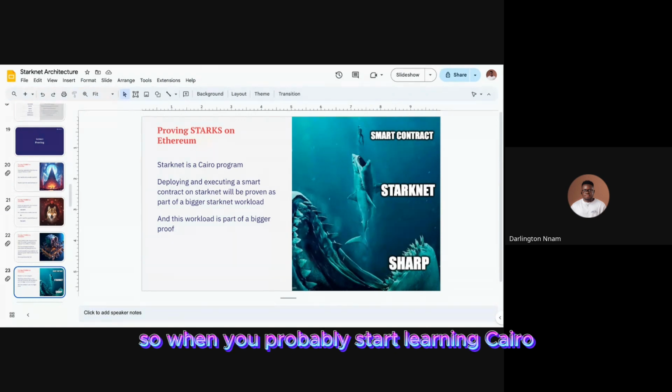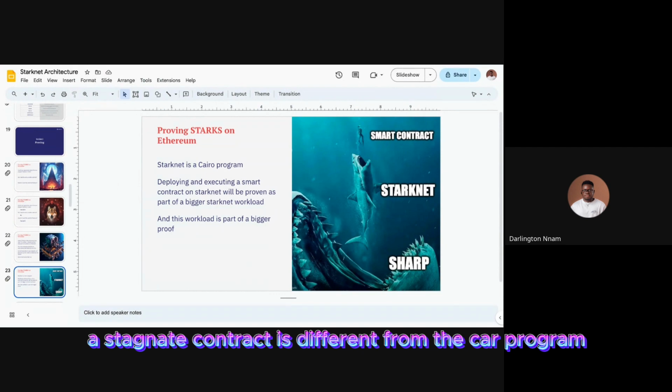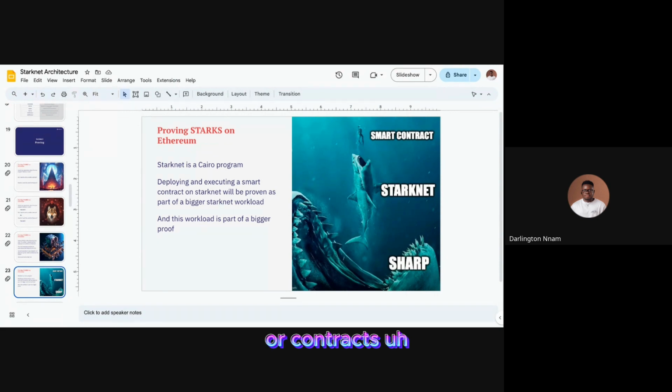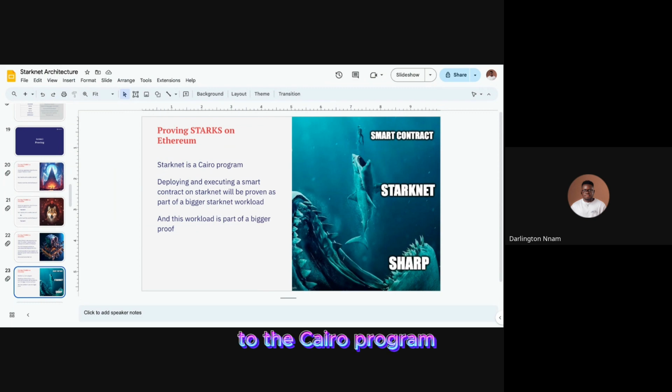When you start learning Cairo, the first thing you are probably taught is that a Starknet contract is different from a Cairo program, although a Starknet contract is a Cairo program. When you start writing contracts, you have to start with the contract attributes and a whole lot of other things, right? But a Starknet contract is a Cairo program, and deploying and executing a smart contract on Starknet is proven as part of a bigger workload.